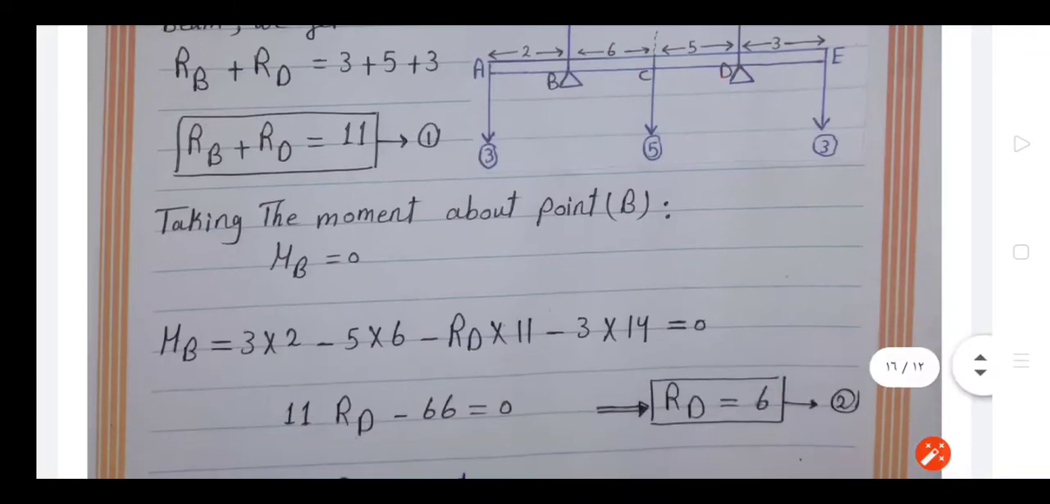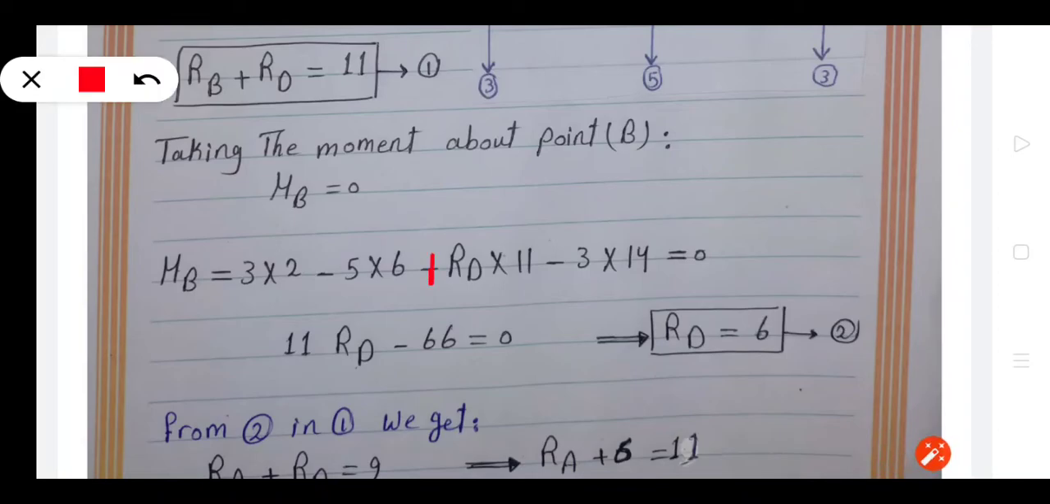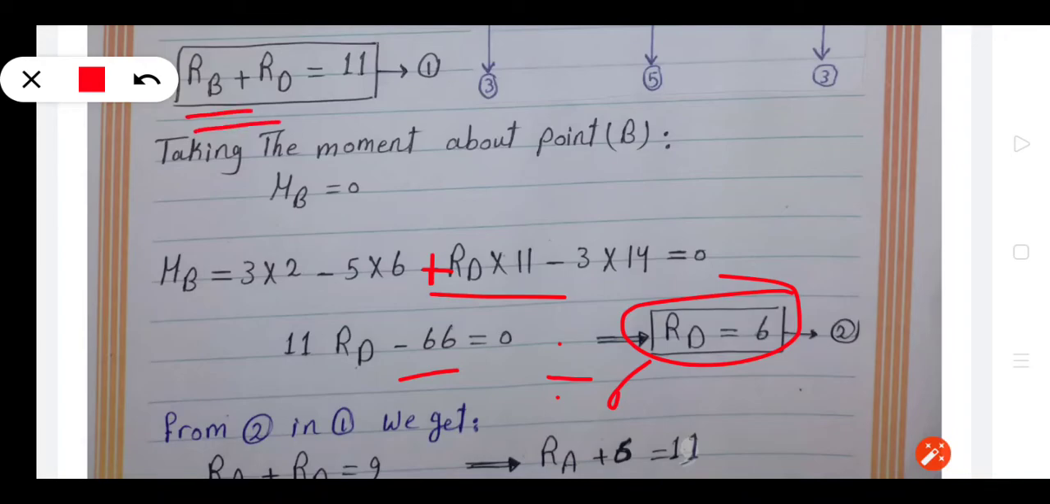To find RD, we notice that it is positive. So 11 RD minus 66 equals 0, divided by 6, then RD equals 6. From equation 2 in 1, we can find RB. That is RB plus RD equals 11, so RB equals 5.